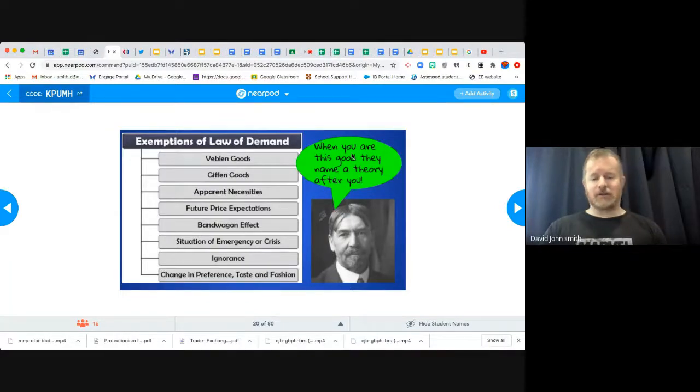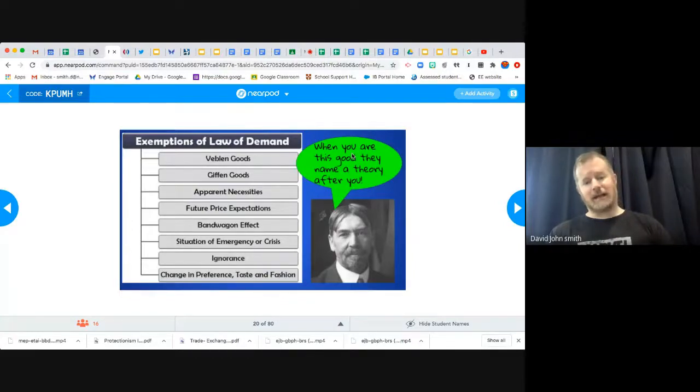And again, the next one, situation of emergency or crisis. This is exactly where the world is at the moment. But also from an individual consumer point of view, if, say, the washing machine breaks or the air conditioning breaks, at that point it's not going to matter what the price is. You're going to buy it because you need it. It's an emergency, a crisis. You will pay for it. Or you have a car crash and you have to go to hospital. Well, look at the bill. You have to pay for it because it's an emergency. So even if the price was to rise, you'd still pay it because it's an emergency.